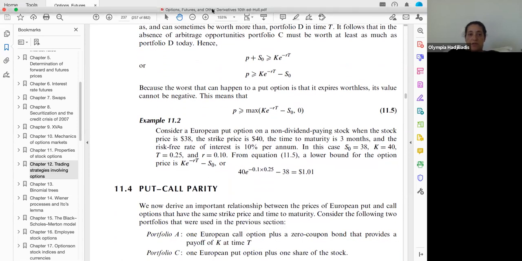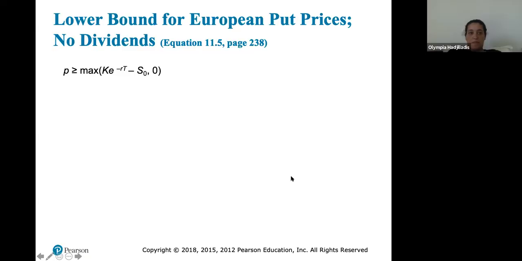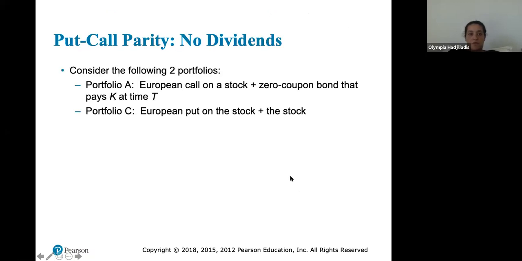So we continue with put call parity. So let's go back to our slides. Let's look at this now. We consider two portfolios. Portfolio A is a European call on a stock plus a zero coupon bond that pays K at time T. And portfolio C is a European put on the stock plus the stock. So let's go back to the book and see what we do with these portfolios.